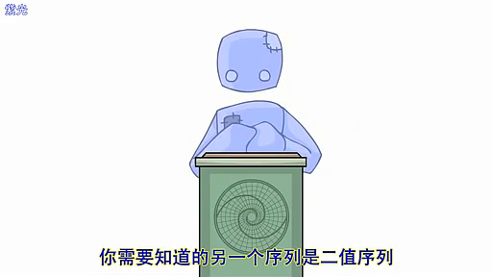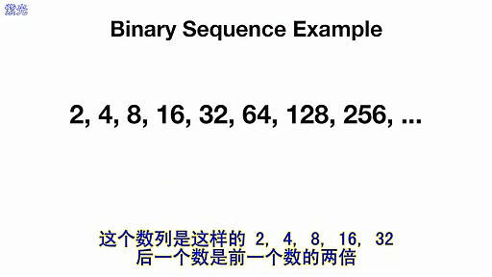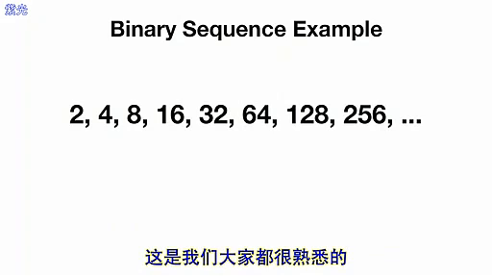The only other sequence you need to know for this is binary sequences. This is a sequence like 2, 4, 8, 16, 32. We're just doubling the last number instead of adding it to the previous one. We're all very familiar with this.